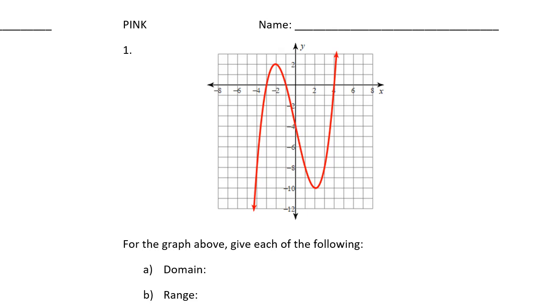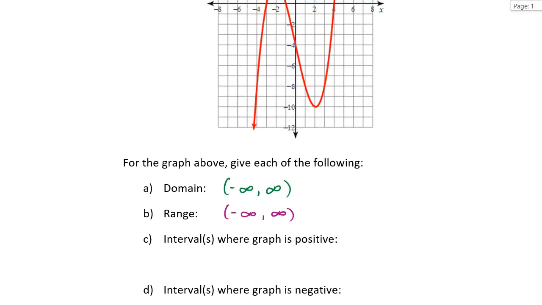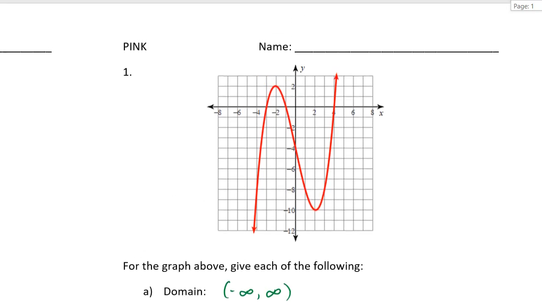So we can see that along the x-axis it's going infinitely in both directions. So we would say the domain goes from negative infinity to infinity. And vertically we can see that it also goes in both directions. We would say that the range would go from negative infinity to infinity as well. Now the next part asks us to find the intervals where the graph is positive and where it's negative.